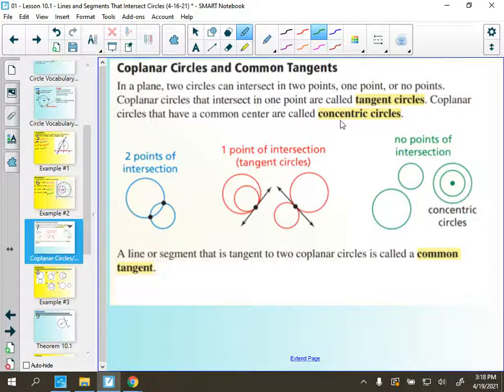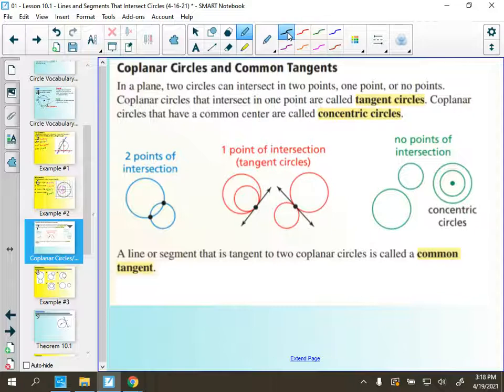Let's start here. I'm kind of jumping around a little bit. So with concentric circles, maybe add that as a vocab word. What are concentric circles? They're coplanar circles that have the common center. So you'd see something like this just as a picture.